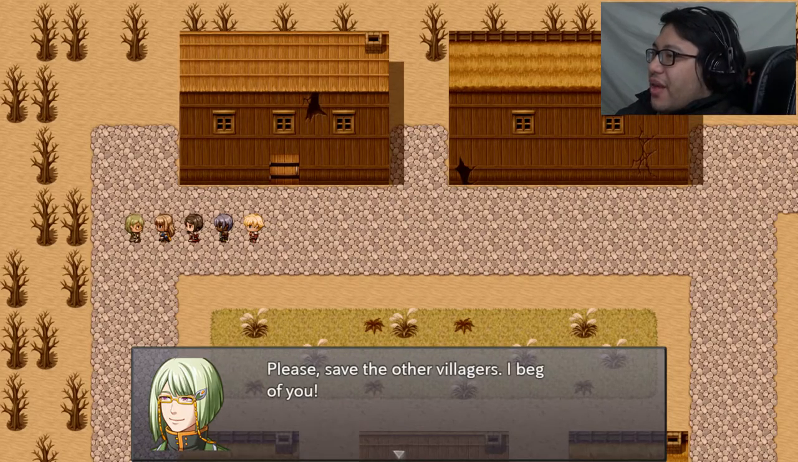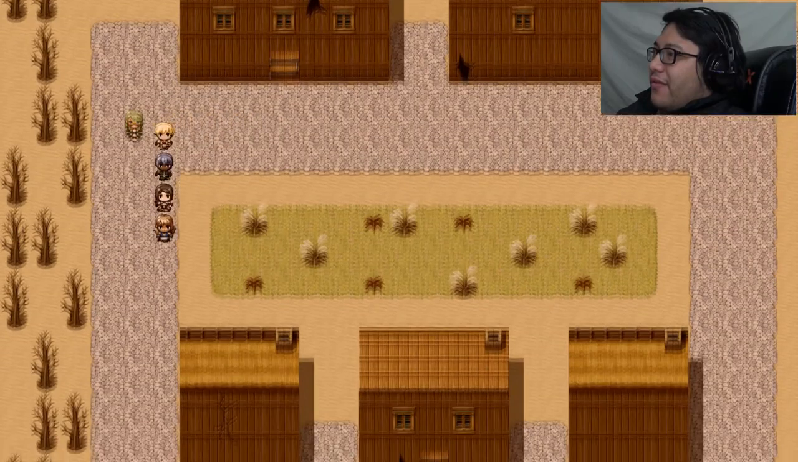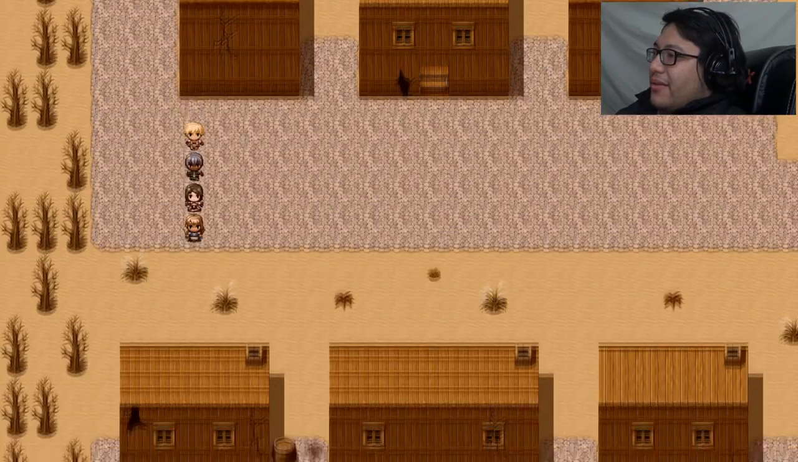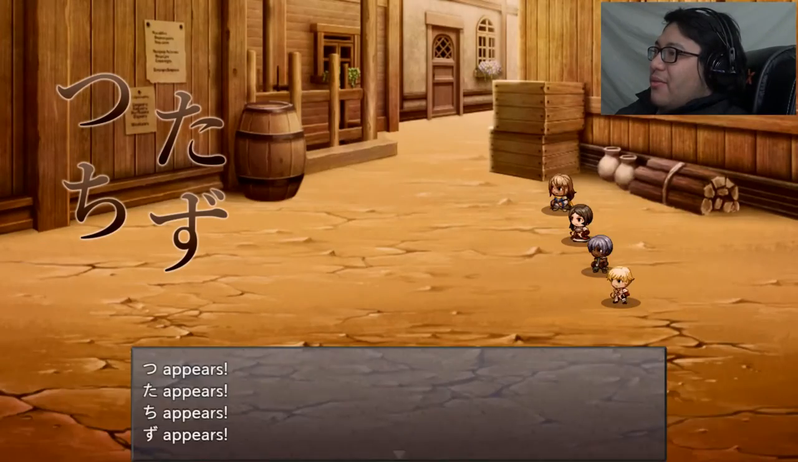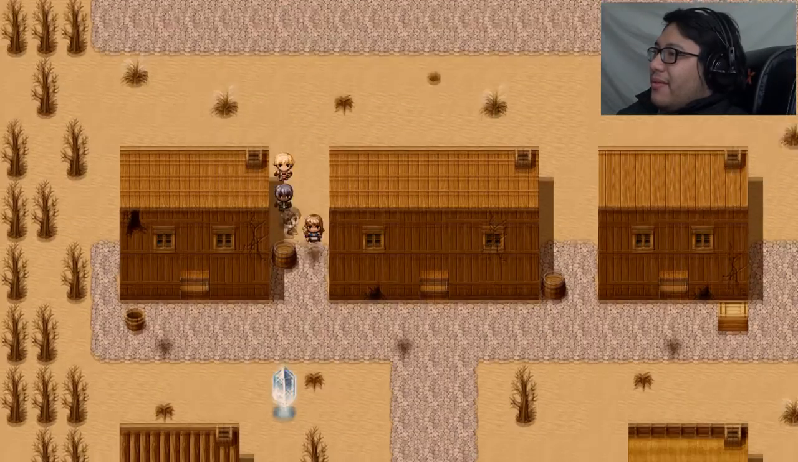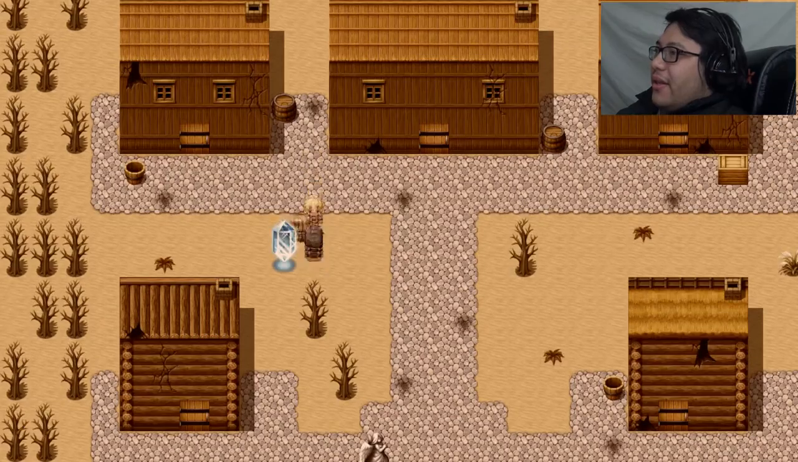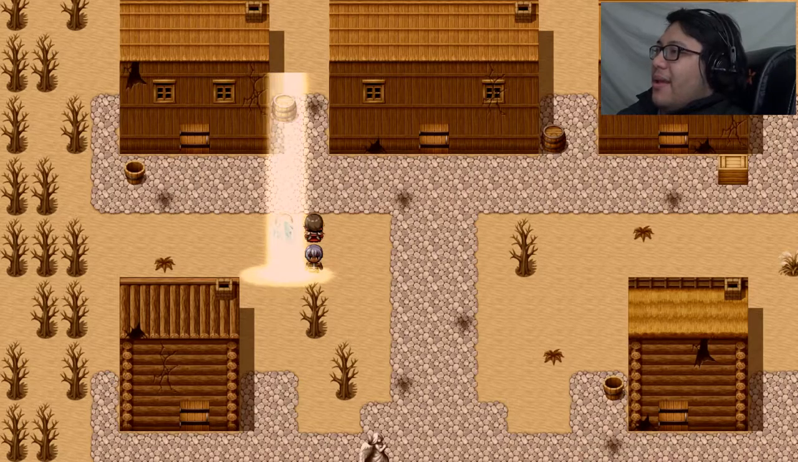Please save the other villagers. I beg of you. 3 out of 5. Try millennia. You seem to be a very small fry about that. Compared to that, I mean. Can't even into English. What the hell?